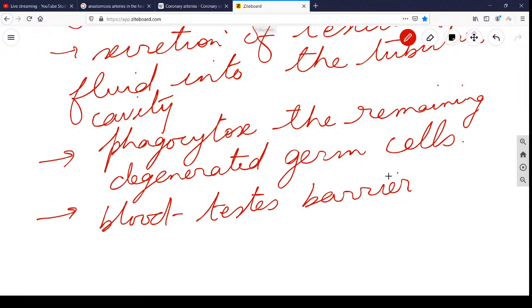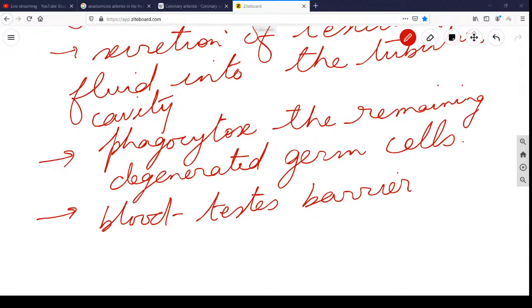In the same way, the blood embryo barrier is maintained by the decidual cells in the embryo. The blood testis barrier protects from the immune attack, that is fine.